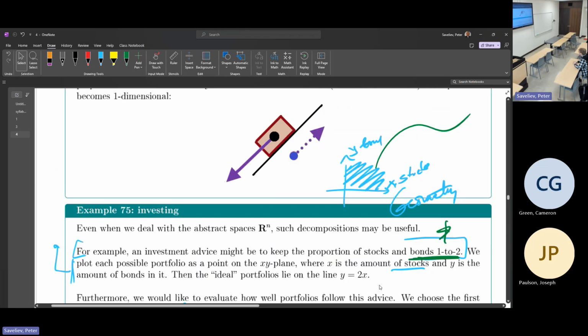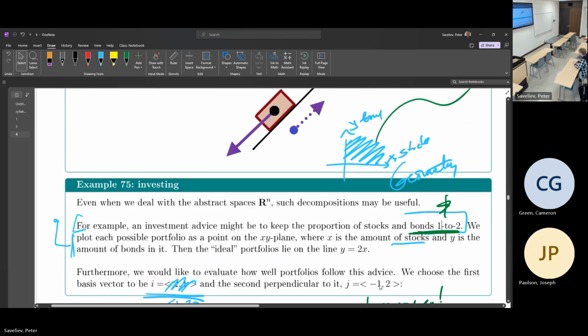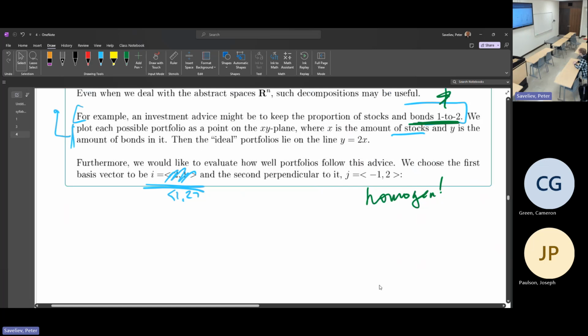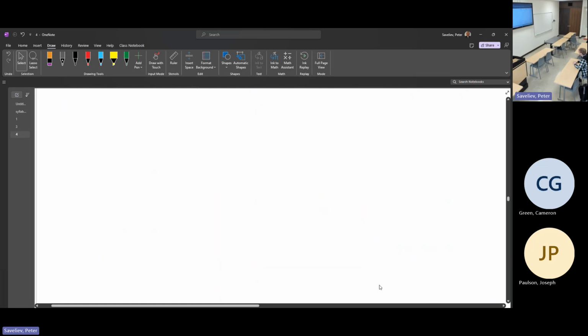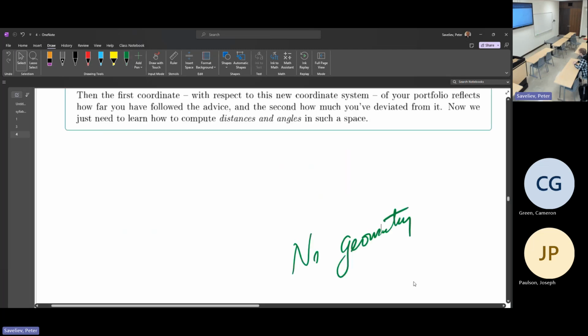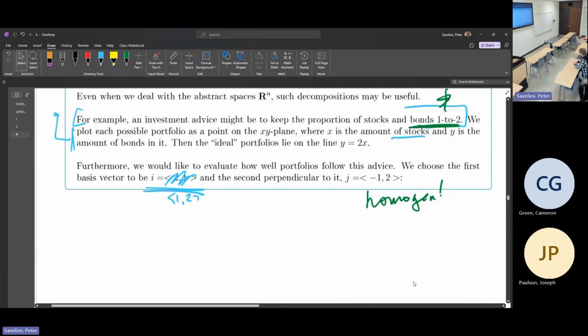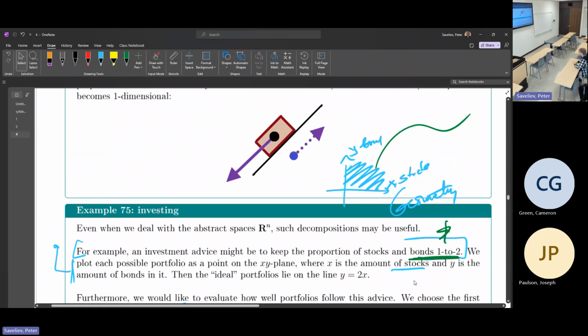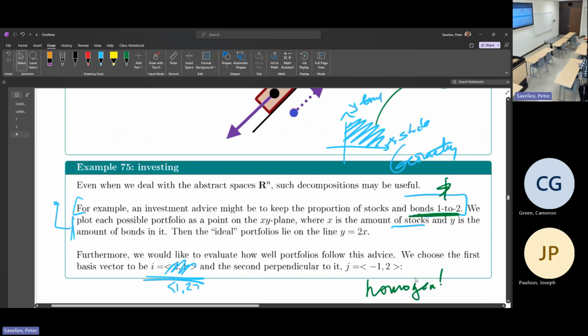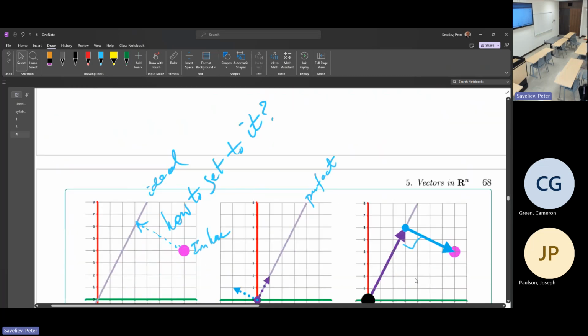Okay, any questions about this? So no algebra just yet. Sorry, no geometry. Okay, so we'll continue on with algebra. So this is geometry, necessary in this particular case, but it's just a good example because we still have the decomposition.